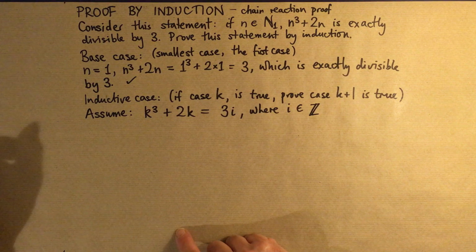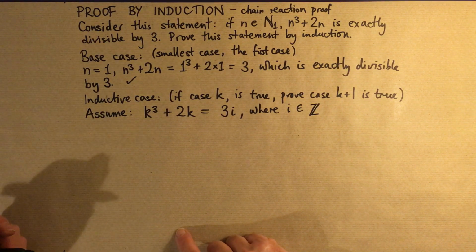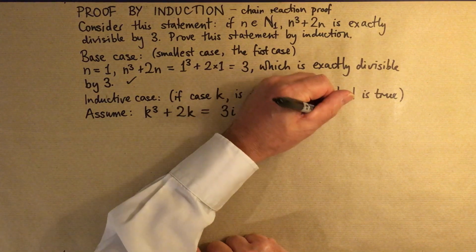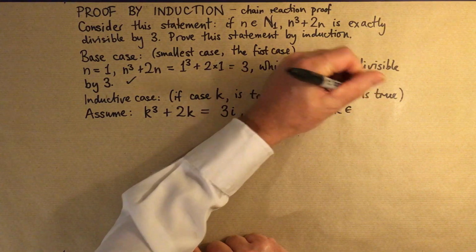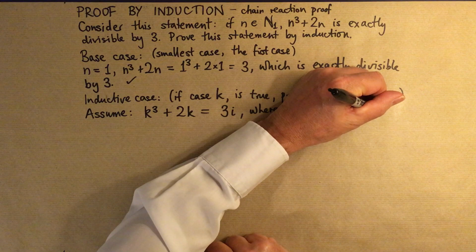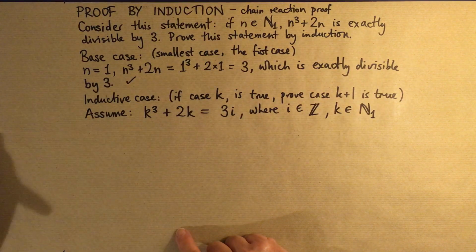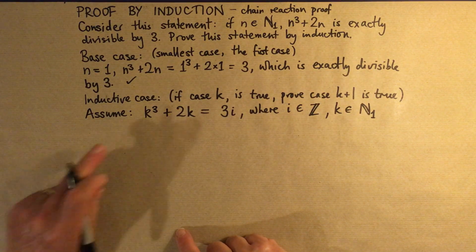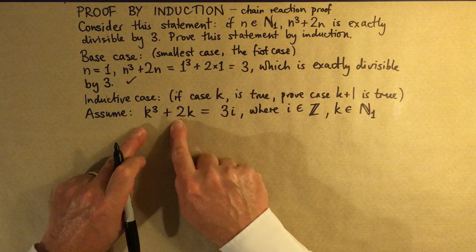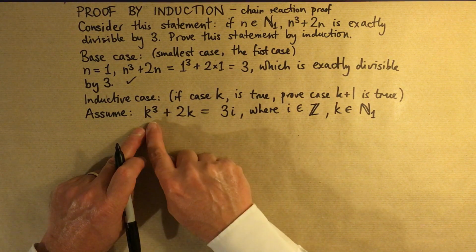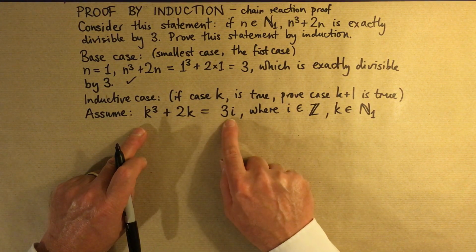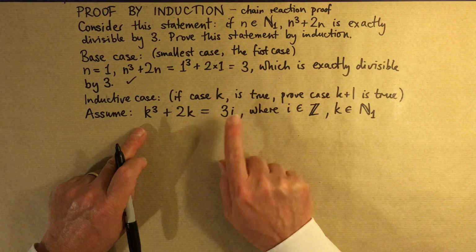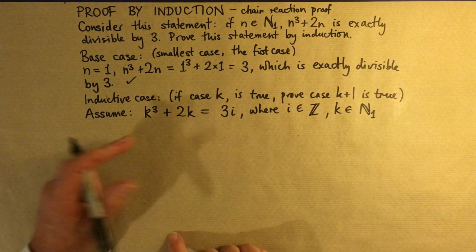It's probably going to be a natural number, but integers is fine here. It just says exactly divisible by 3. And k is a member of the natural numbers starting at 1 because it's the input to this formula. So we're assuming that k cubed plus 2k is 3 times some integer. That's our assumption. We're allowed to assume that.